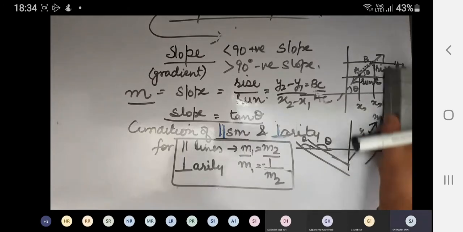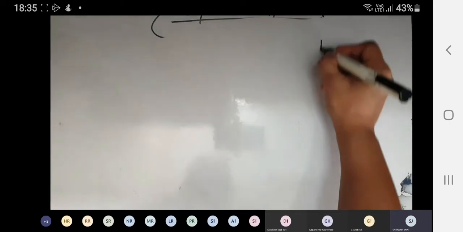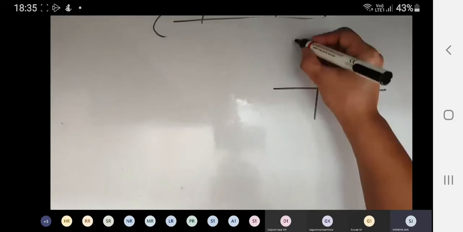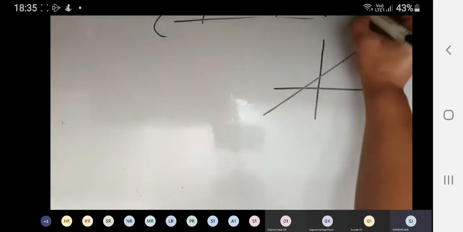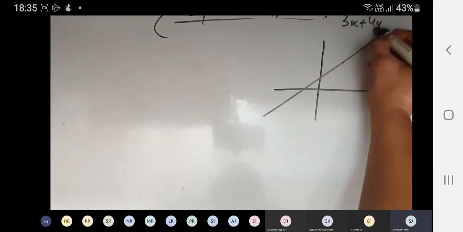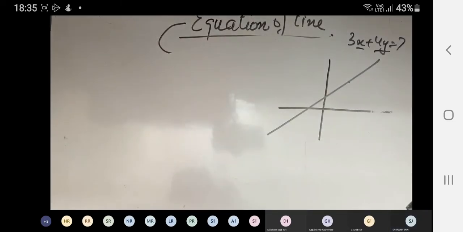So let us move to the next, how to write the equation of the lines. These were all necessary things we need to learn before we go for the equation of line. Now, how to write the equation of line? On any line, we take one point. I had said this is an equation of line, 3x plus 4y is equal to 7. Now, what are this x and y? It represents all the points on the line.